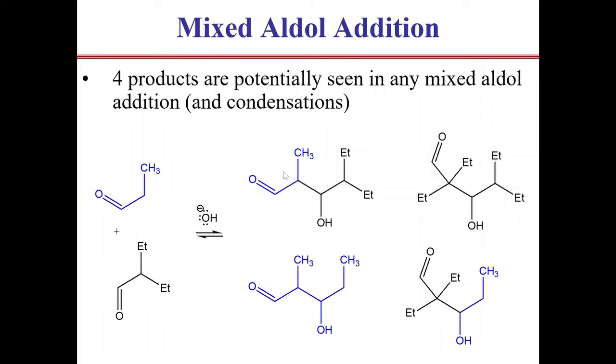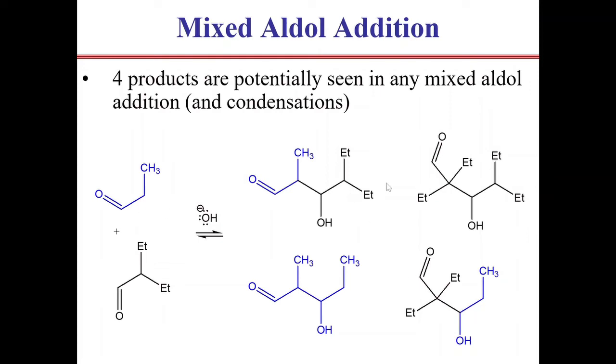So, for example, this product right here means that we made an enolate out of the blue molecule and it plugged into the black molecule carbonyl group. That's how we got this aldol product. Over here, this product is if we made an enolate out of this molecule and then it plugged into itself, a similar molecule, that would give us this product. Here, if we made an enolate out of this compound and it plugged into itself, we get this one. Or we could make an enolate out of this one and it would plug into that carbonyl group.